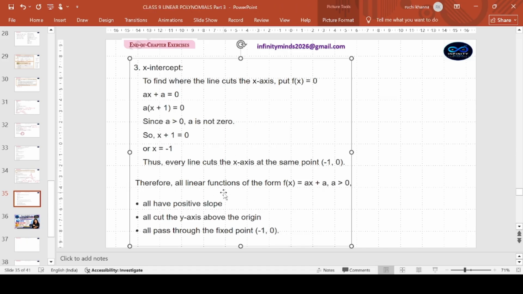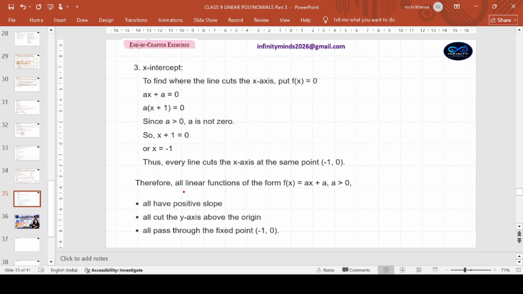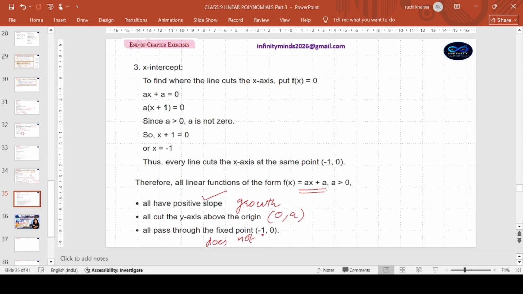So now what is the conclusion after all? All such line graphs ax + a will have a positive slope, a graph of growth. It will cut the y-axis above the origin at (0, a), and it will meet the x-axis at (-1, 0). Also you could include that it does not pass through the origin. Ideally this can come before, and to support this, these two points would be there. It doesn't pass through the origin, so what does it pass through? It passes through these two.